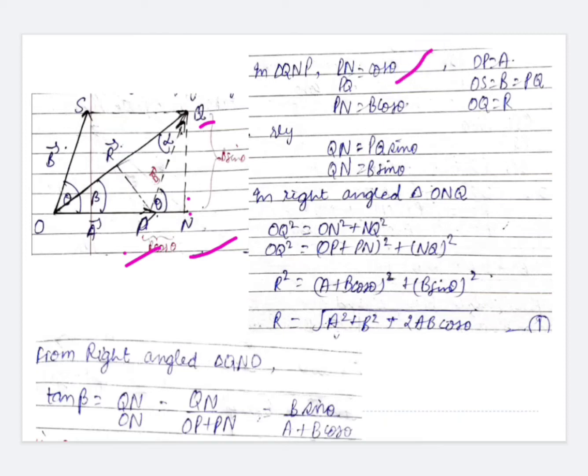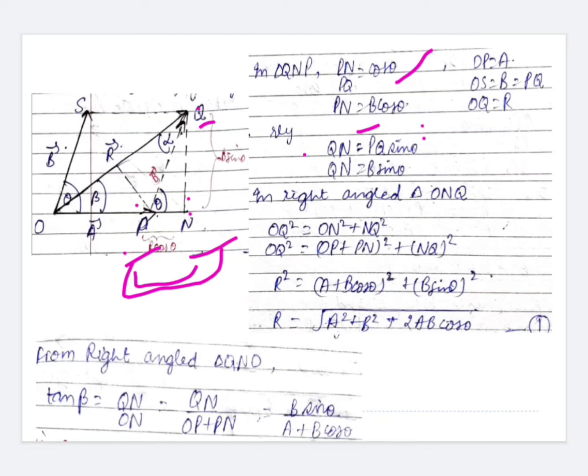What will be cos theta? It will be base divided by hypotenuse. So base, as we already know, is Pn in this triangle, and hypotenuse is PQ. The value of PQ is known to us, that is vector B. So we can write Pn is equal to QP cos theta, and the value of QP is B here. You can see from this equation. Now we have got the value of Pn, which is B cos theta.